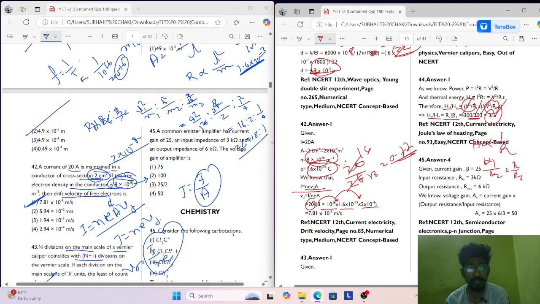A common emitter amplifier has current gain of 25, input impedance of 3 kilo ohm and output impedance of 6. Find the voltage gain of the amplifier. Beta is 25, input resistance is 3, output is 6. The voltage gain is given by the formula: current gain 25 into output resistance divided by input resistance. Output resistance is 6 by 3 means 2, 2 into 25 means 50. Therefore, the answer will be 50. Right? So, option number 4.